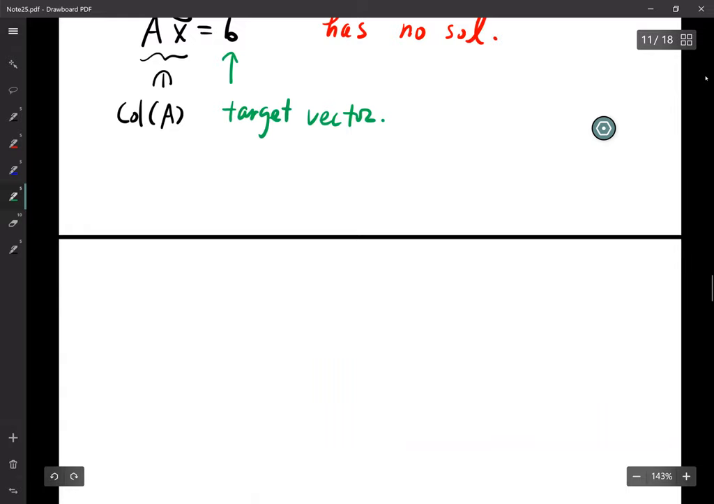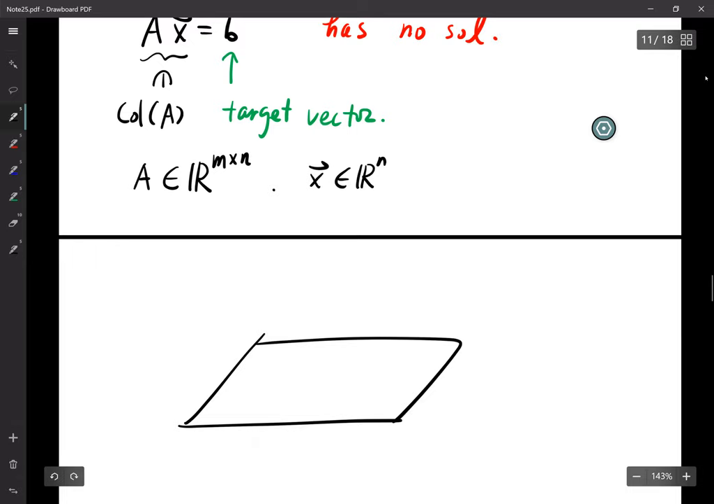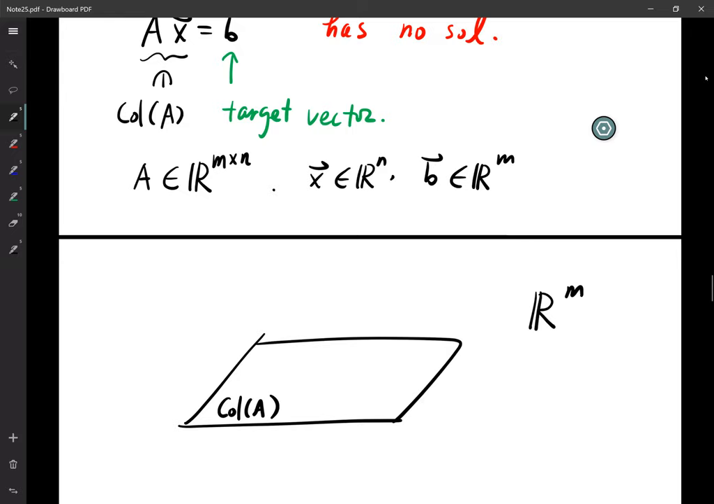So the column space of A generally forms a subspace in Rm. A is an M by N matrix, then X is in Rn and B is in Rm. So in the vector space Rm, the column space of A is a subspace of dimension up to n. If B exactly lies in the column space of A, we could possibly find a linear combination X such that AX equals B. But if M is way bigger than N, then this subspace is very small. If you just throw an arbitrary vector B at me, it will likely be outside the column space of A.